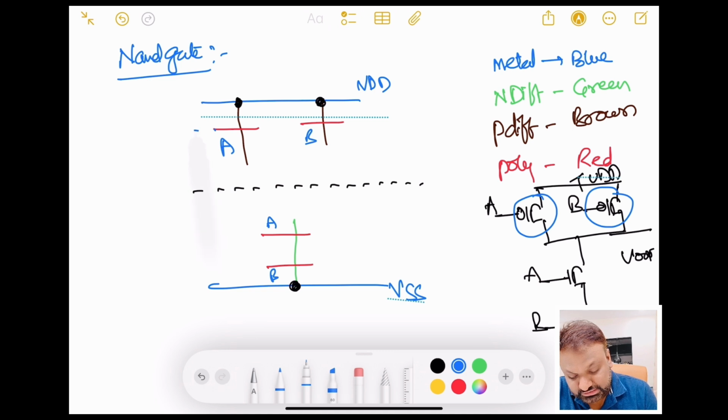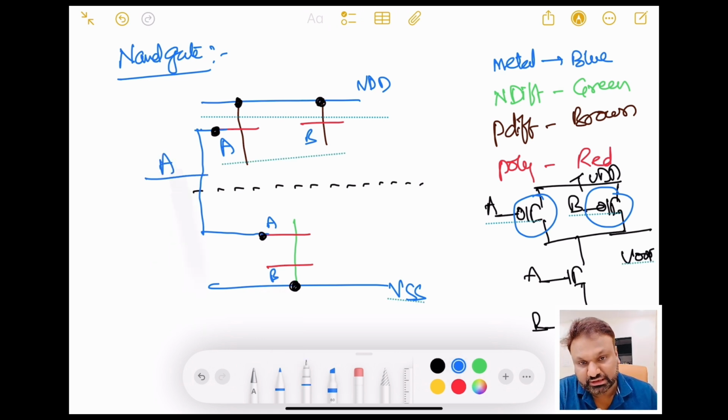Instead of using more polysilicon, which is costlier, I will use a simple metal. Because I am using metal, I need to establish a contact here. This is metal to metal, and the A input is here. Similarly, I will connect the B input, and then we need to connect the transistors as well.